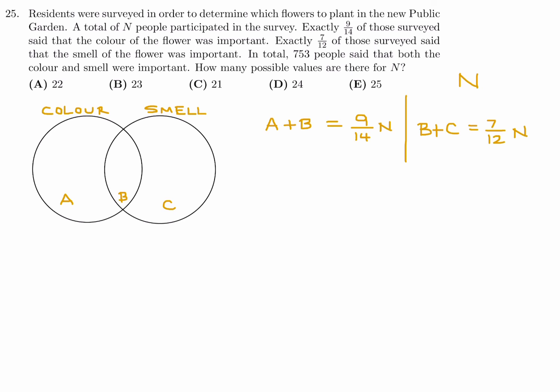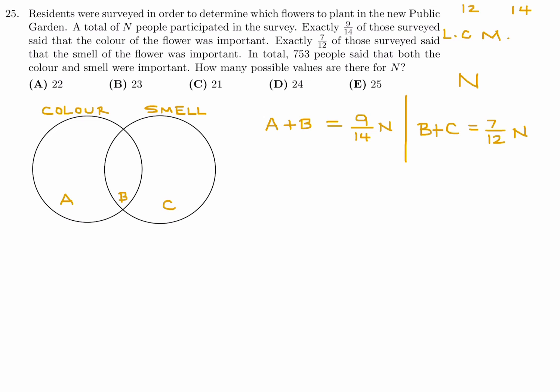Now, one thing you'll notice is that these are all integers. A, B, and C represent the number of people, so they have to be integers. The only way they can be integers is if N is a multiple of 12 and a multiple of 14. So we have to find the least common multiple of 12 and 14.